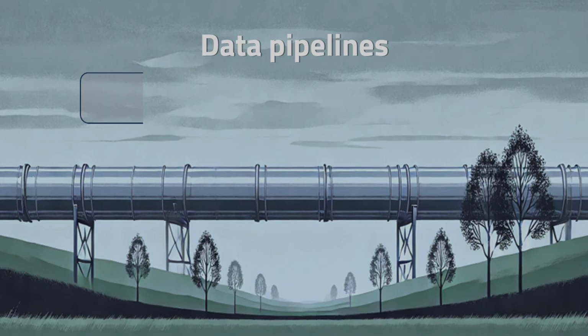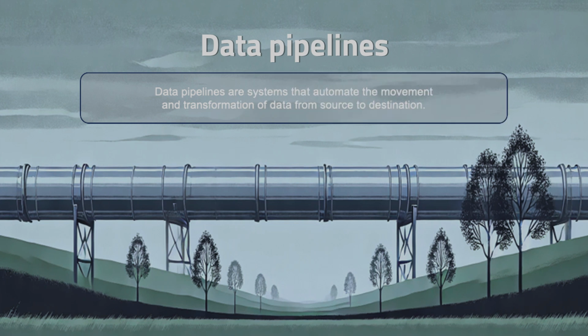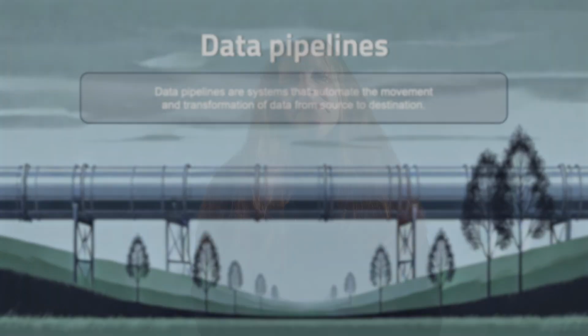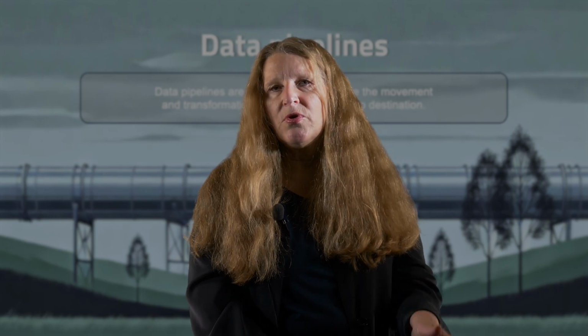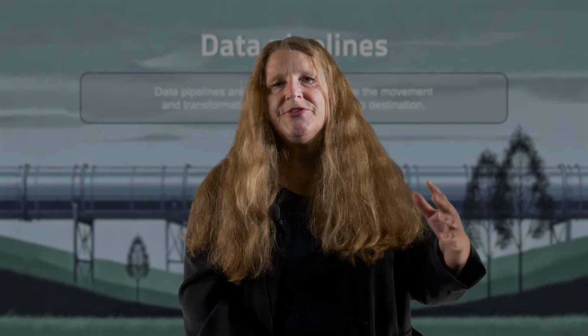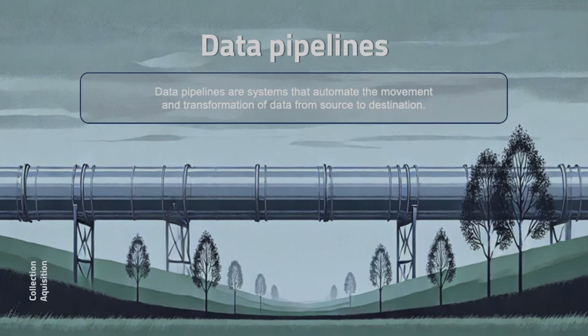Now, we come to what is a data pipeline. A data pipeline is a system that automates the movement and the transformation of data from source to destination. Here you see you have the data collection and acquisition on the left side, and at the other extreme end you have new knowledge and decisions that can be made. In between, you have the data pipeline.